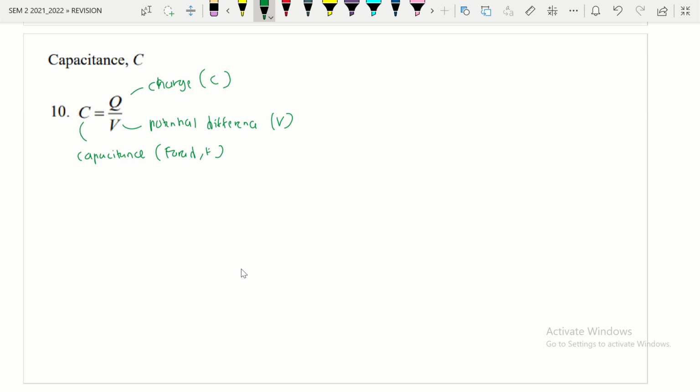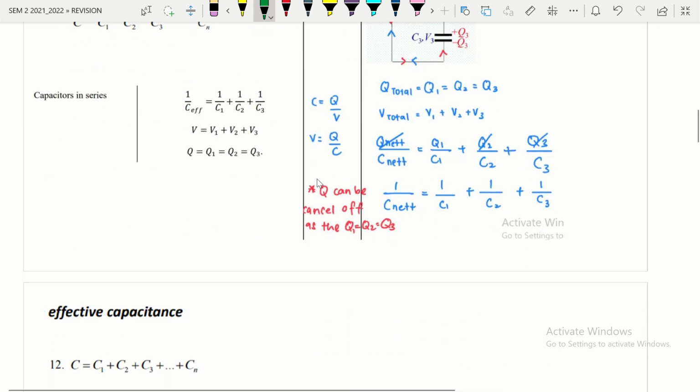Okay, so what is capacitor? Capacitor ni kita tahu dia akan store electrical energy. Capacitor itu adalah dia punya apparatus. What is capacitance? Capacitance adalah berapa banyak energy yang kita boleh store. Okay, how much energy we can store. So, kalau awak ada charge and you have the potential difference, you can find the capacitance. Okay, so this is for the first equation.